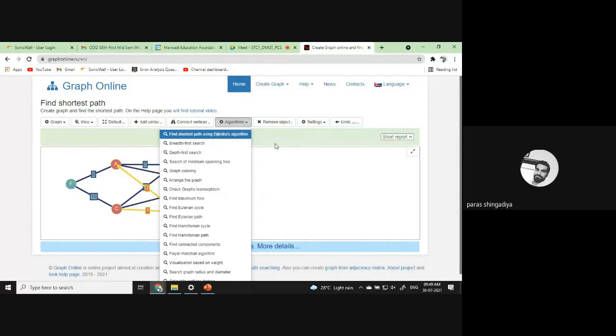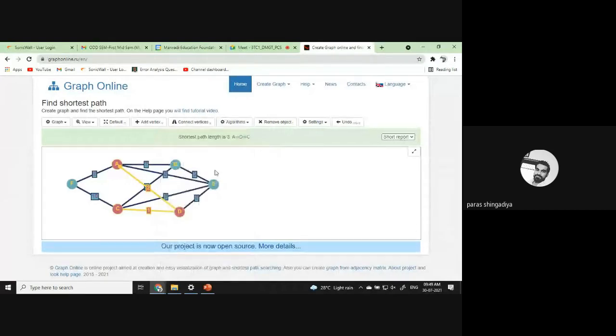By using a Dijkstra algorithm, we can also check it here. The weight is mentioned. Weight means the distance between two places. Now I have to check the shortest path between any two random vertices. Let's check that.